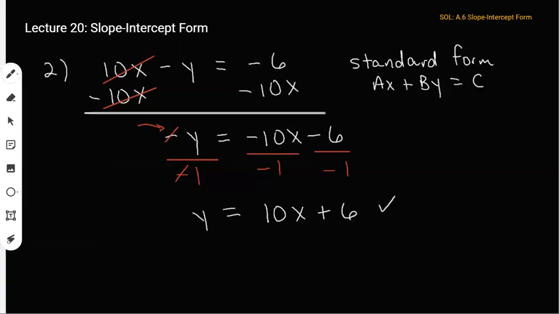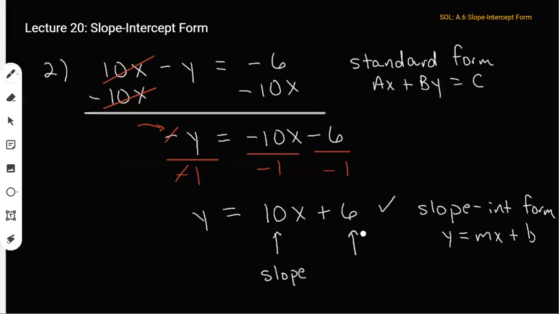And I'm done. Now we're in slope-intercept form. y equals mx plus b. So the slope of this line is going to be the number out in front of the x. That's going to be 10. That's the slope. And then my y-intercept is always going to be the number that's added off to the side. That's going to be 6. So that means that when I graph this line, it's going to cross the y-axis at +6.